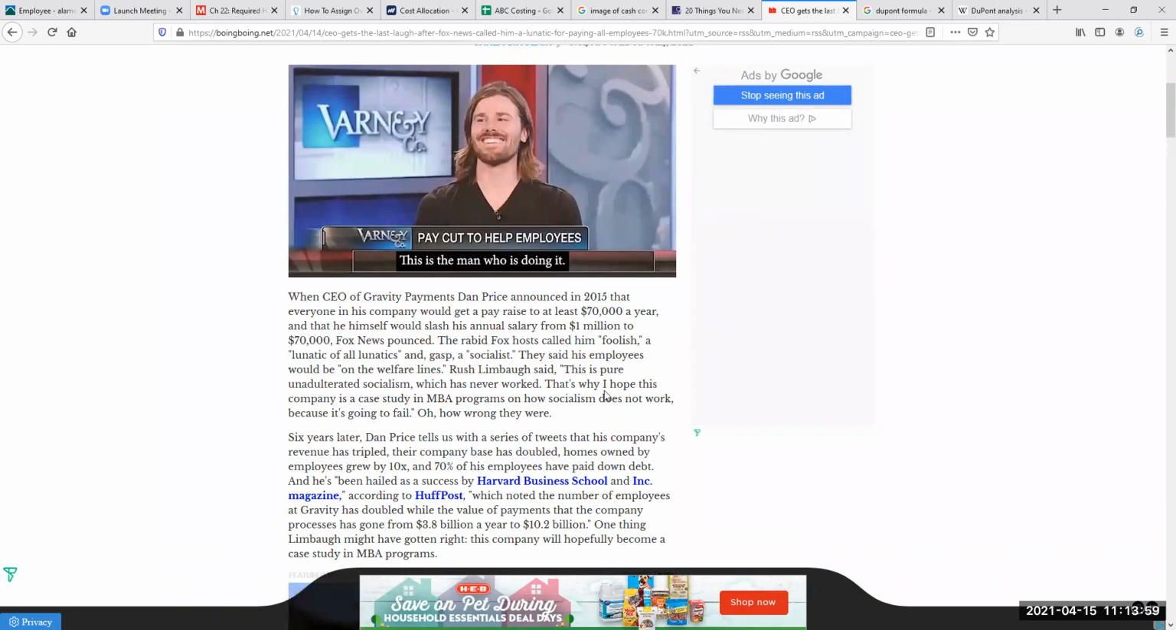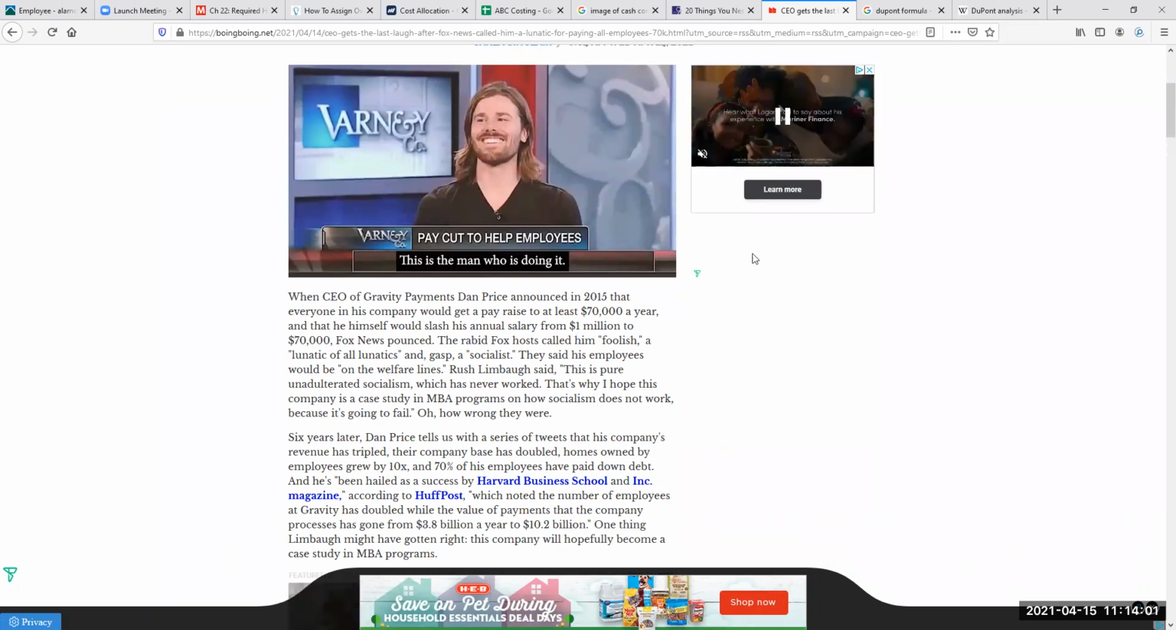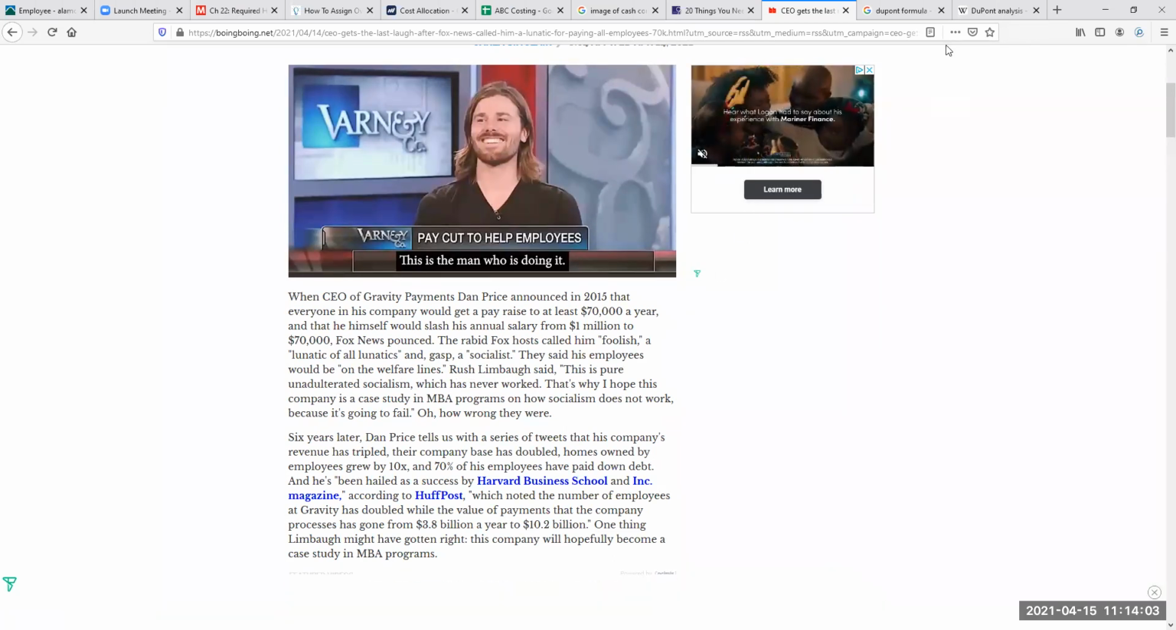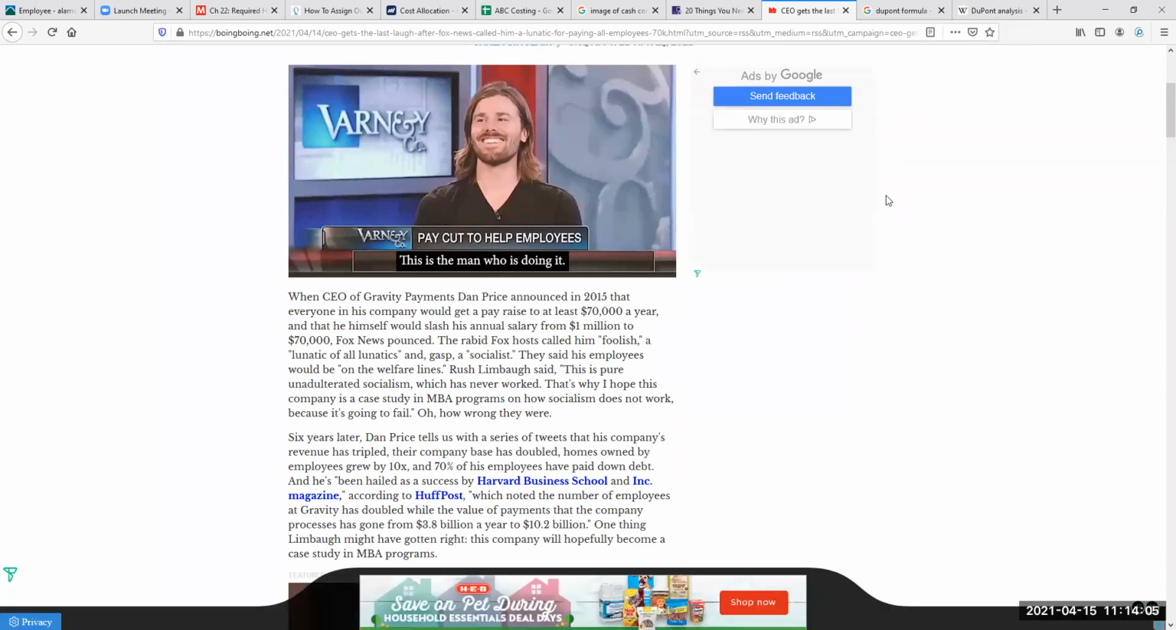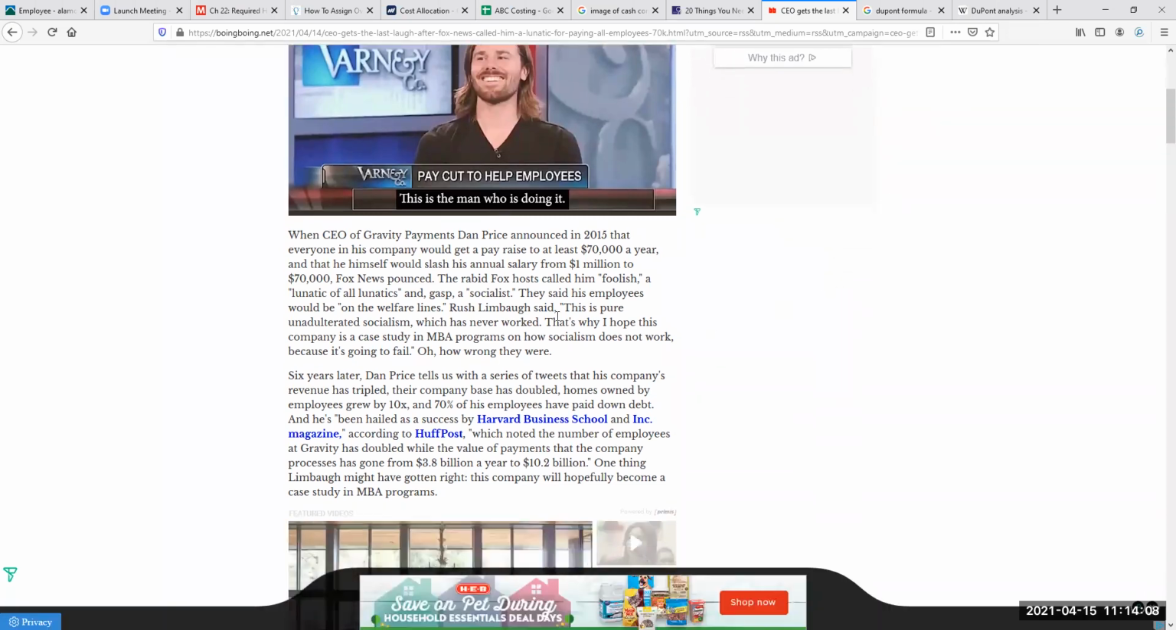And if you'll think about it, many times when we talk about raising the minimum wage, you have all these kinds of things about how it's going to hurt business and how terrible it is. Rush Limbaugh said, that's why I hope this case is a case study in MBA programs on how socialism does not work, because it's going to fail. Oh, how wrong they were.